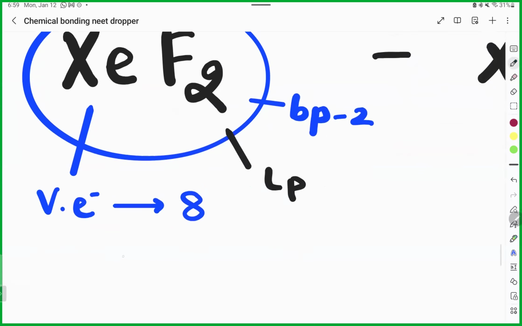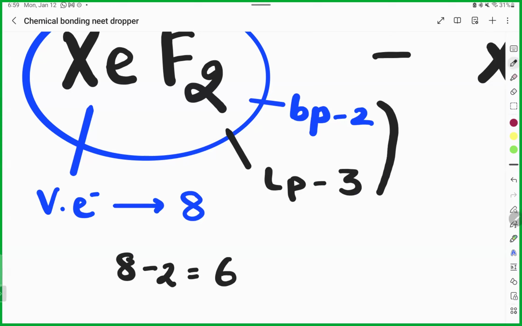Total electron 8. 2 are forming bond pair. What is the total number of electron? 6, so lone pair will be 3. Lone pair will be 3 because remember, 3 pair. Lone pair, not lone pair electron. So what will be the total number in this case? 5. And hybridization? SP.